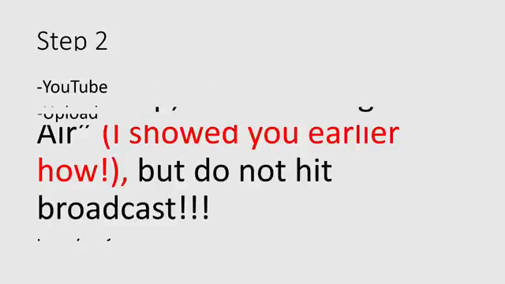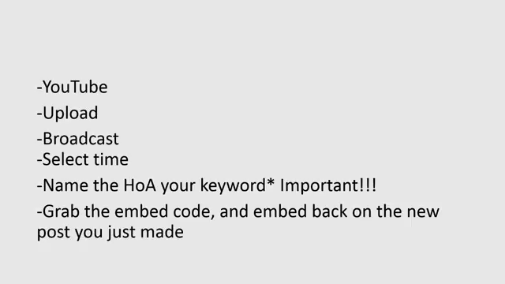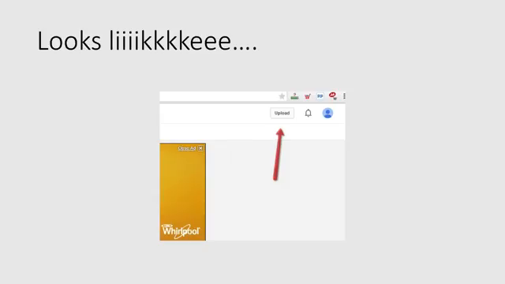Now, this step should take about 30 minutes, give or take, okay? The more you do it, the faster you get at it. It's free, and you don't have to spend a dime through step 1. Again, 30 minutes or so. So step 2 is starting the actual Hangout on Air, and I showed you earlier how, but do not hit broadcast. That's an important thing. Do not hit broadcast, okay, guys?